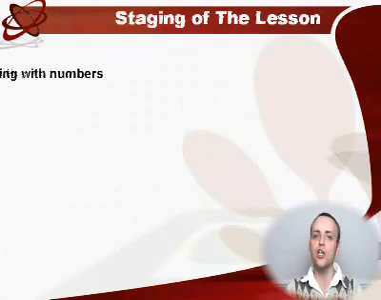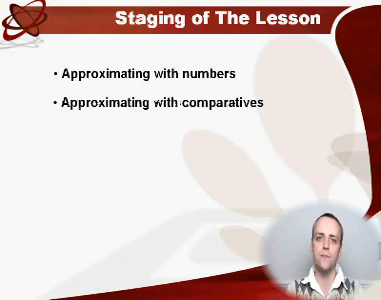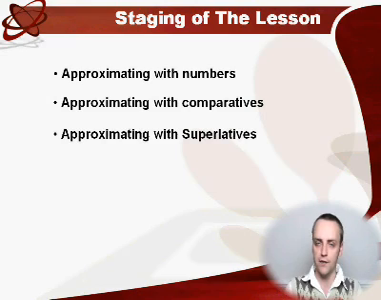So in the last lesson we looked at comparing data, looking at similarities, and today we're going to look at approximating data. So how to say approximately instead of how to give precise exact numbers. We're going to first look at approximating with numbers. So instead of saying 673, we're saying around that number. We're also going to look at approximating with comparatives, so a little bit higher than, for example, and also approximating with superlatives.